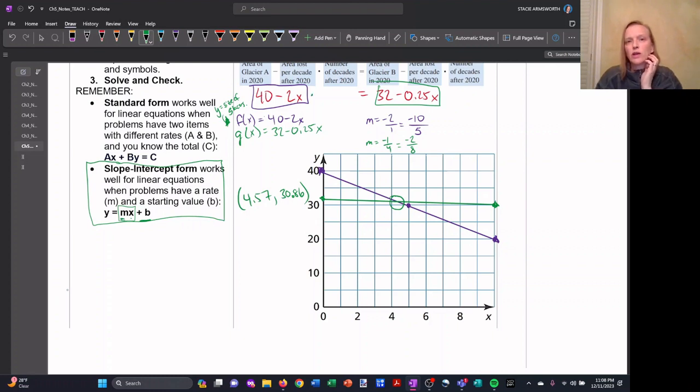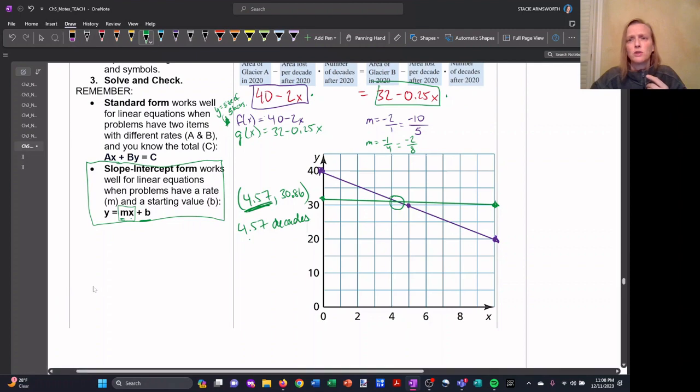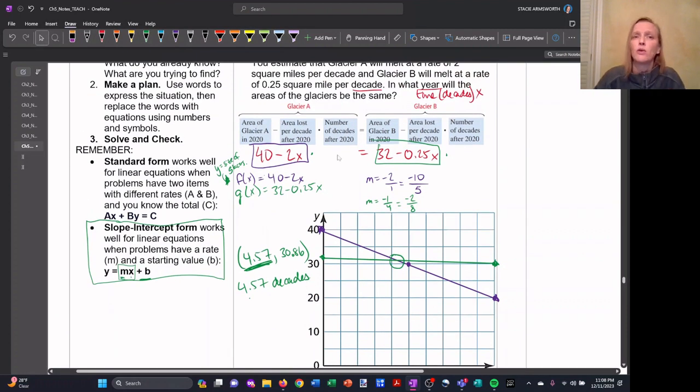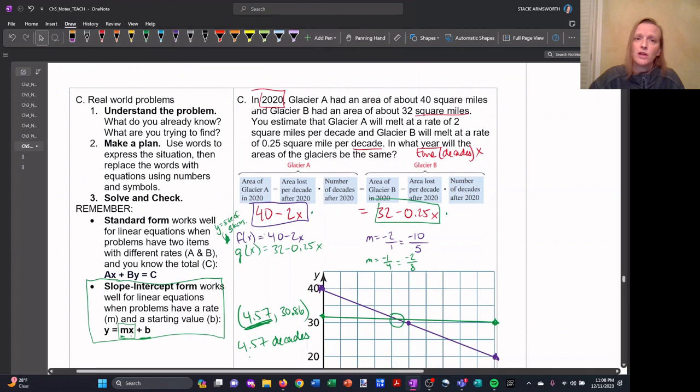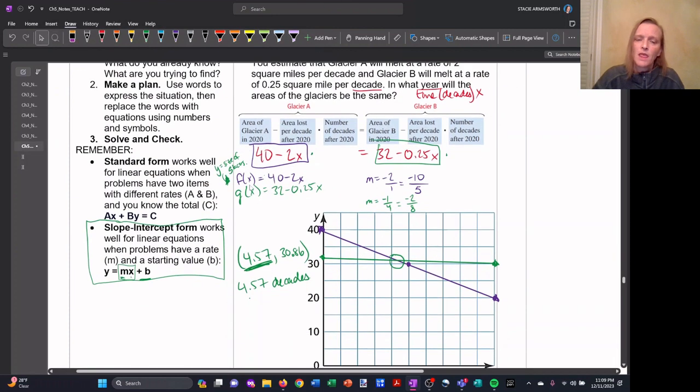Again, if you look at our original equations, it's the x value that's important. It's the number of decades that's important, not the y value. So this x value is going to be the solution to my equation. 4.57 is the number of decades that will pass before these two glaciers are the same size. Now, the actual question that was being asked here was, in what year will the areas of the glaciers be the same? So we need to convert decades into years and then go back and add that on to the 2020, our starting year.